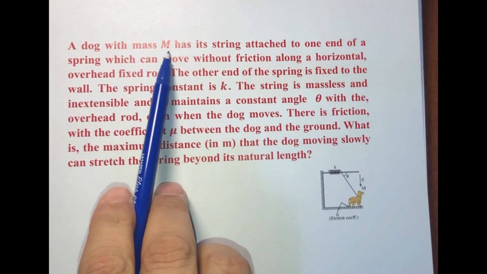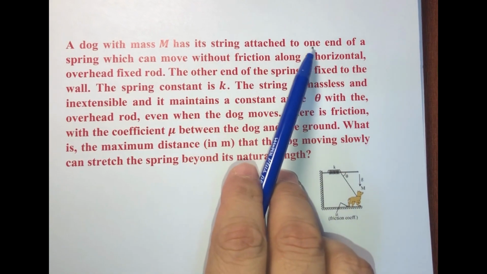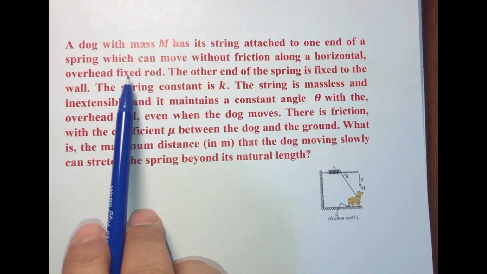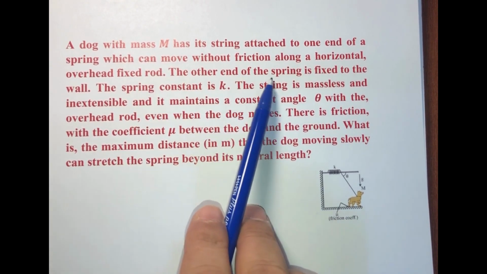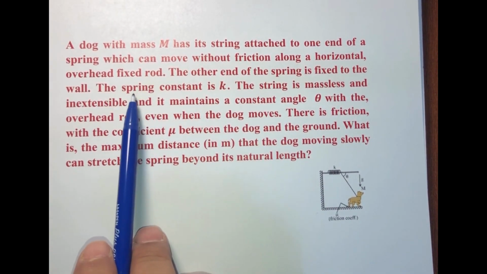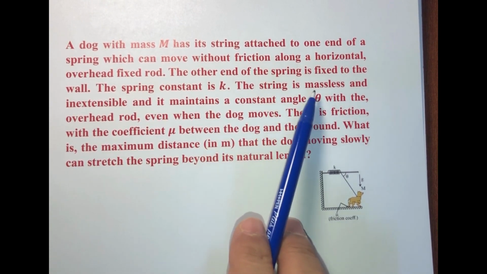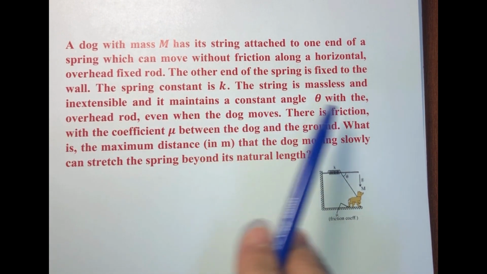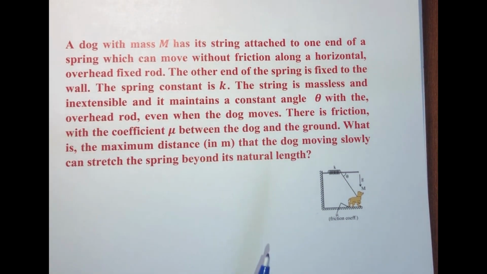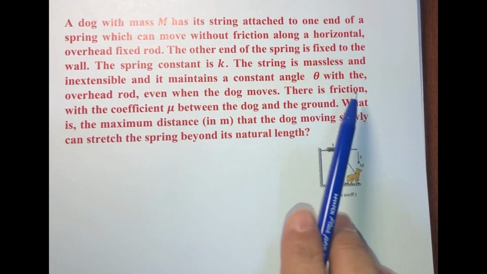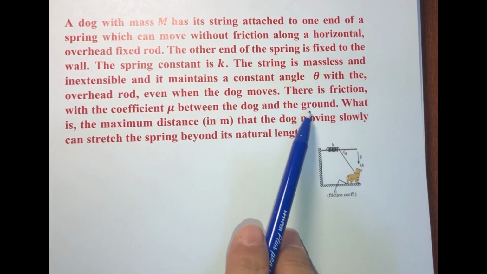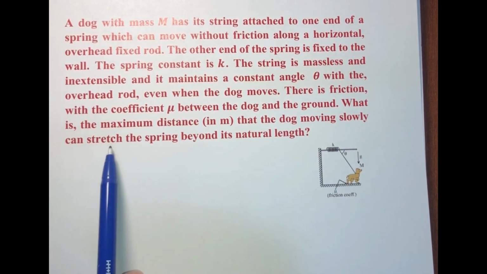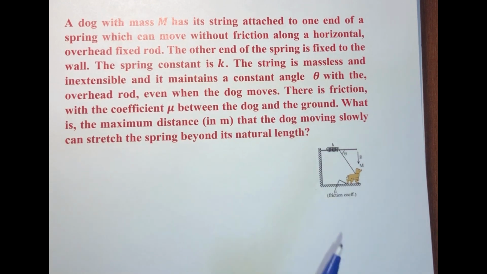A dog with a mass capital M has its string attached to one end of a spring which can move without friction along a horizontal overhead fixed rod. The other end of the spring is fixed to the wall. The spring constant is K. The string is massless and inextensible and it maintains a constant angle of theta with the overhead rod even when the dog moves away. There is friction of coefficient mu between the dog and the ground. What is the maximum distance that the dog moving slowly can stretch the spring beyond its natural length?